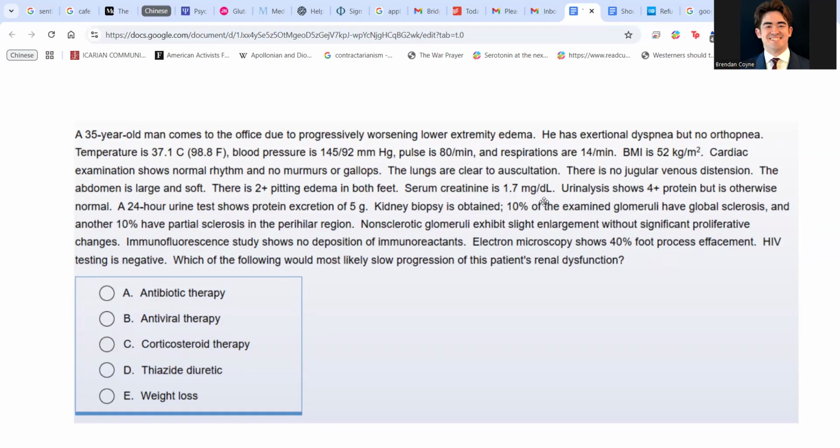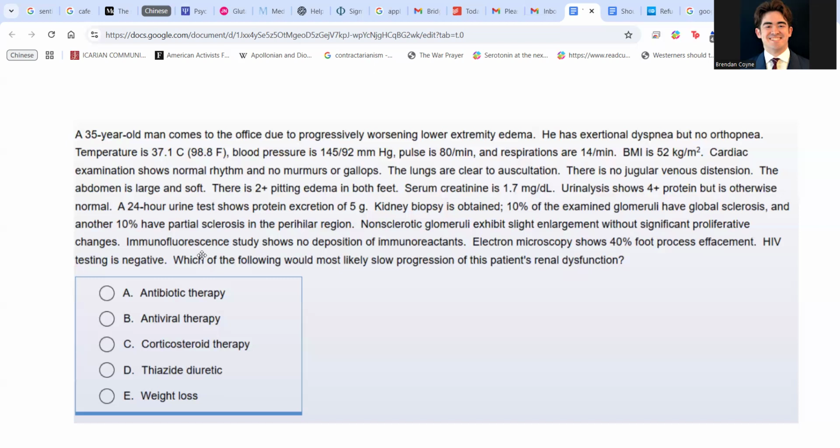Serum creatinine is 1.7. UA shows 4 plus protein, but is otherwise normal. A 24-hour urine test shows protein excretion of 5 grams. Kidney biopsy is obtained. 10% of the examined glomeruli have global sclerosis, and another 10% have partial sclerosis in the perihilar region. Non-sclerotic glomeruli exhibit slight enlargement without significant proliferative changes. Immunofluorescence study shows no deposition of immunoreactants. Electron microscopy shows 40% foot process effacement. HIV testing is negative. Which of the following is most likely to slow progression of the patient's renal dysfunction?